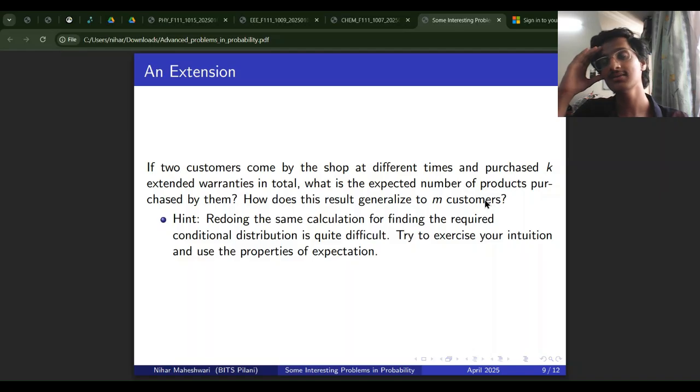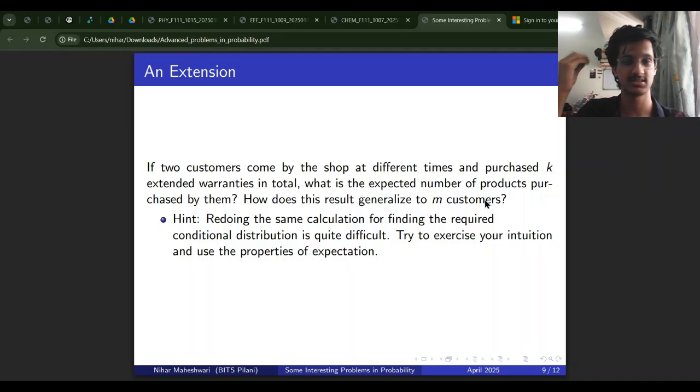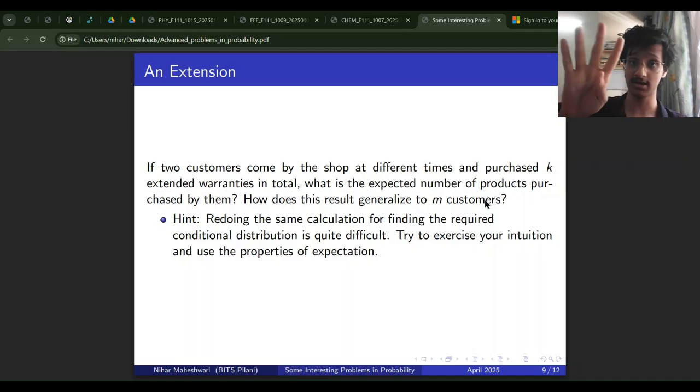The reason this is particularly difficult computationally is that, if we just work with the example of two customers, suppose one customer comes by, and X1 is the number of products he buys, Y1 is the number of warranties, X2 is the number of products the second customer buys, Y2 is the number of warranties. Then you're trying to find the expected value of X1 plus X2 given Y1 plus Y2. For this, you're going to need to find the conditional PMF of X1 plus X2 given Y1 plus Y2. So you have four random variables.